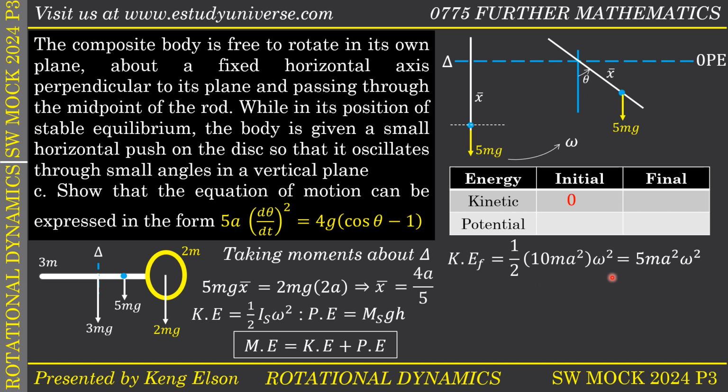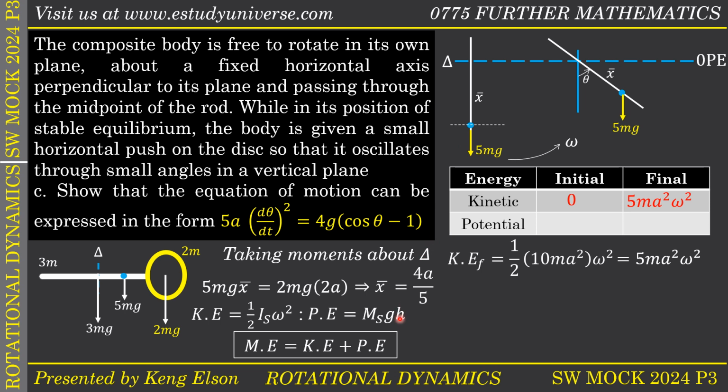So when we simplify this, we get 5ma²ω². So that is the final kinetic energy. Now what about the initial potential energy? Potential energy initial is basically the mass times g times h initial. What is h initial? h initial is x bar, okay.